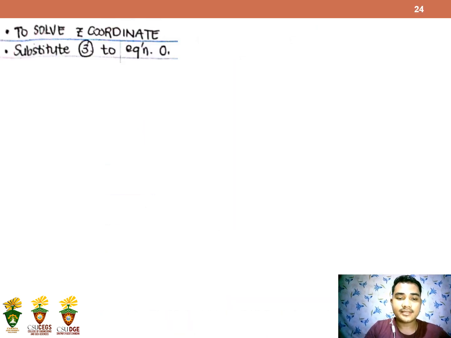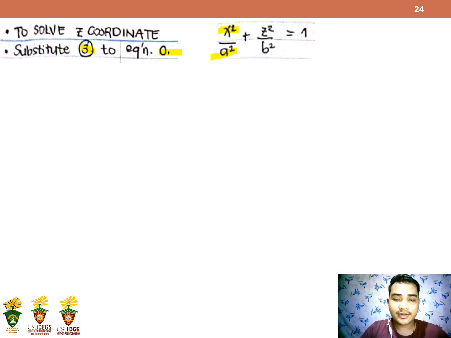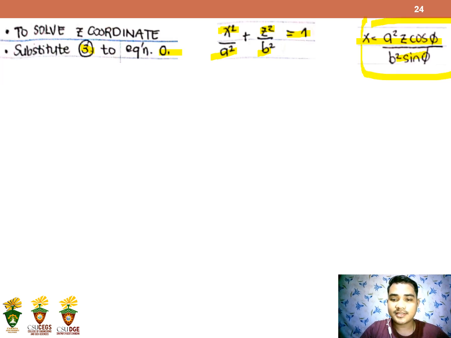Alright, so next is ato nang i-solve ang z coordinate. To do that, we need to substitute equation number 3 to equation 0. Equation 0 is x squared over a squared plus z squared over b squared is equal to 1. This is the equation that we discussed from the previous slide. And we have also equation 3, which is x is equal to a squared z cosine geodetic latitude over b squared sine geodetic latitude. Then ato i-substitute dito sa equation 0.